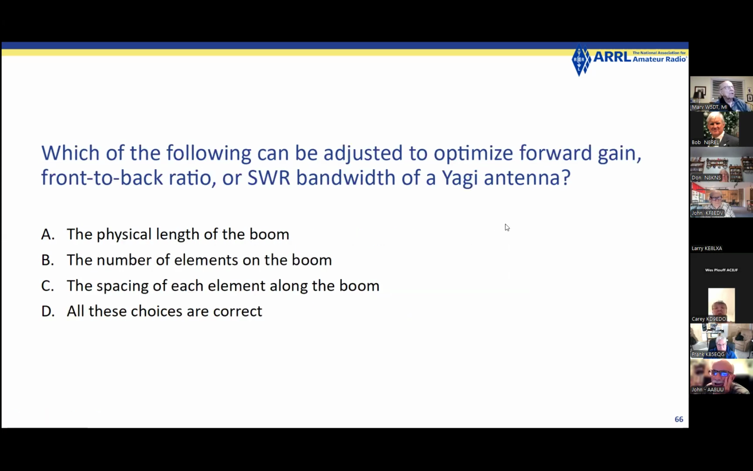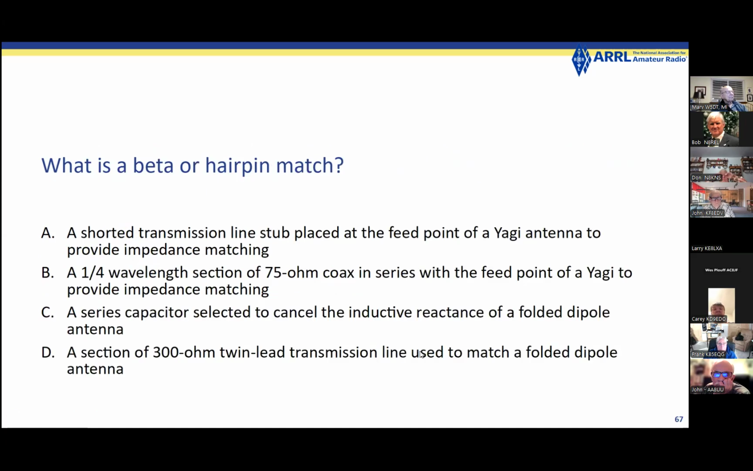Which of the following can be adjusted to optimize forward gain, front to back ratio, or SWR bandwidth of a Yagi antenna? The physical length of the boom, the number of elements on the boom, the spacing of each element on the boom. All of these choices are correct. Delta. Yes, Delta, all of them.